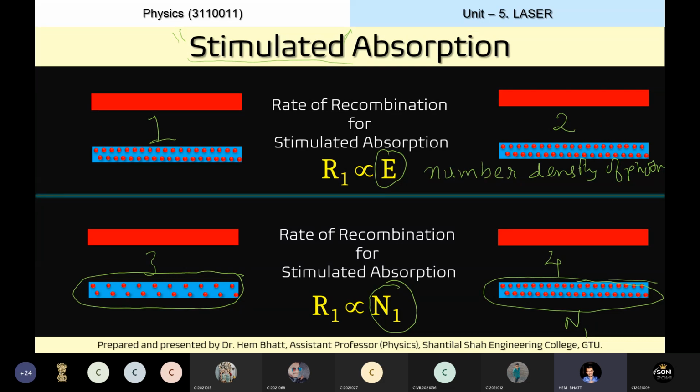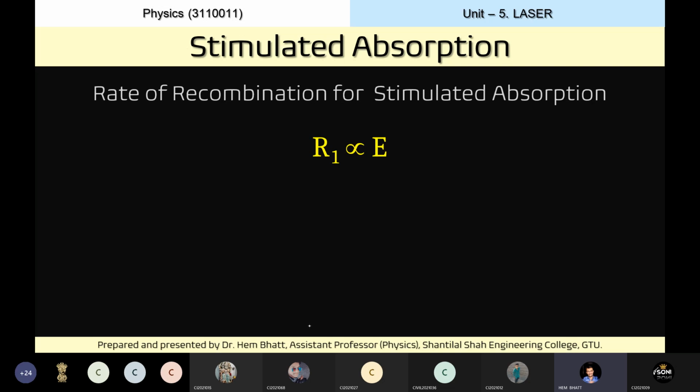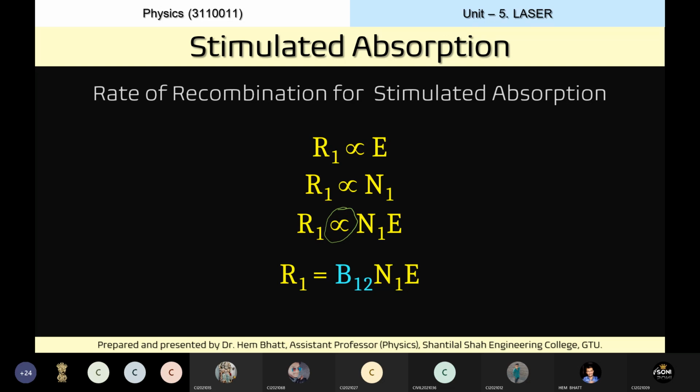Now let us make the equation for R1. Rate of stimulated absorption is directly proportional to E. R1 is proportional to N1 also, so we can say that R1 is proportional to N1E. If we remove the proportionality sign, we will have one constant, that is B12. Once again, what is this E?